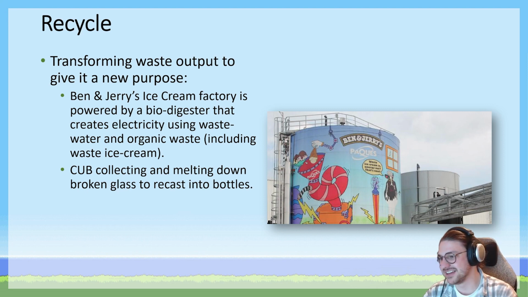It's really quite genius. And Carlton United Breweries, again, for another example, they often have broken glass as a waste product from broken bottles in transit and in operations. It's just a byproduct of working with glass. Well, they actually collect all that broken glass and melt it down and recast it into bottles that then can go back into production. So that broken glass takes on a new life as recycled glass for bottles.